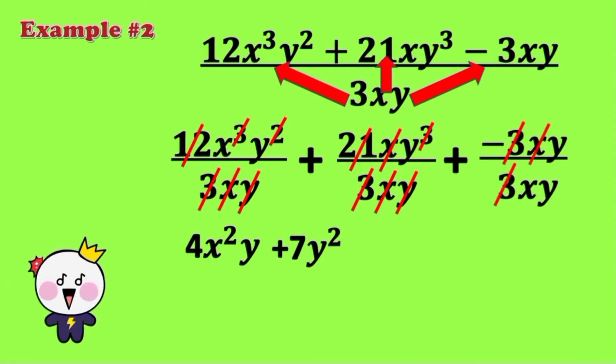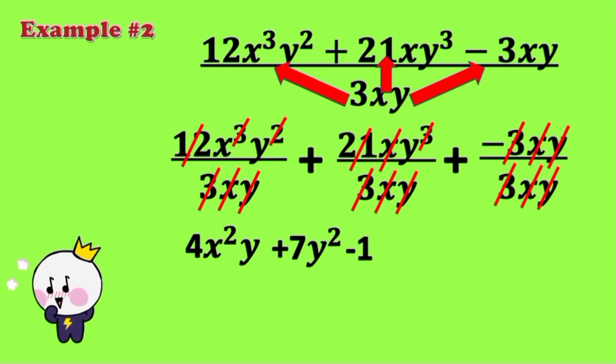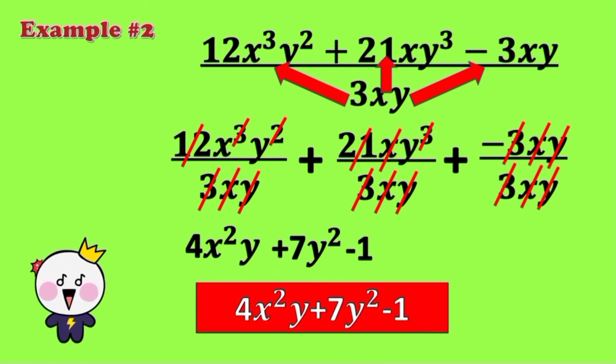Negative 3 divided by 3, x, and y. Dividing negative 3 and 3 will give us the quotient of negative 1. So our final answer is 4x squared y plus 7y squared minus 1.